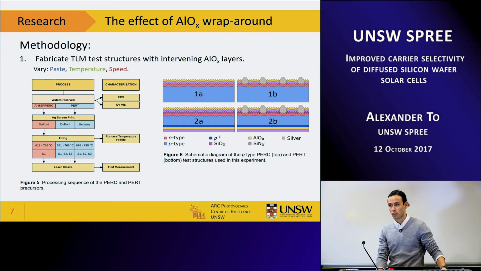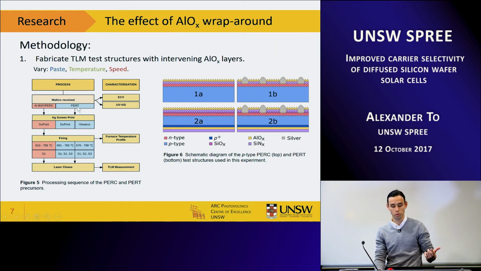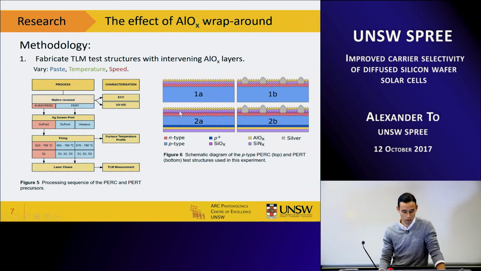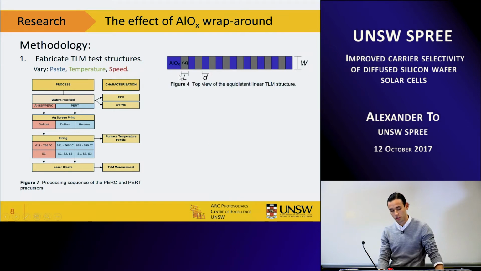So the first thing we tested was just to fabricate some very simple TLM structures. We took industrial precursor wafers from an industry partner. We had some ALBSF/PERC precursors, and we also took some PERT samples because that's what they're interested in, which were differentiated by they had a thin silicon oxide layer, and that was because they were actually ion implanted. We then screen printed them with one of two types of paste, and then did a firing optimization at different temperatures and then various speeds for the PERT cells, and then laser cleave them to do the TLM measurement. This is the typical schematic.